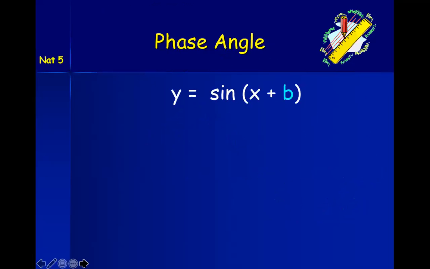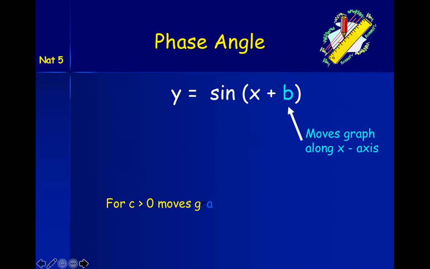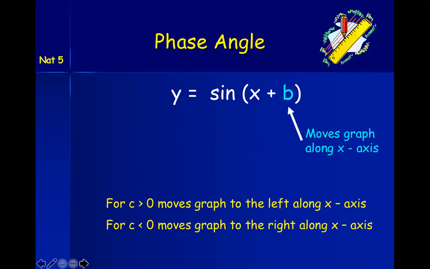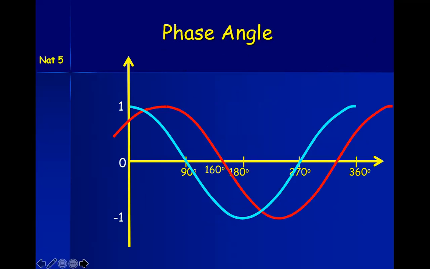To the right, you take away. So in summary for the phase, B moves graphs along the x-axis. If B is positive, it moves the graph to the left along x, and for B negative, it moves the graph to the right. It should have been saying B positive, so I'll fix that. So that's phase angle, we've looked at sine. We can do the same with cos.